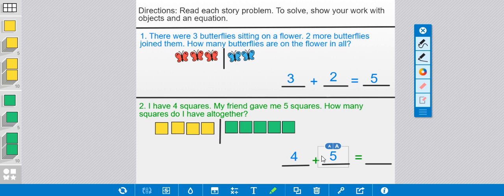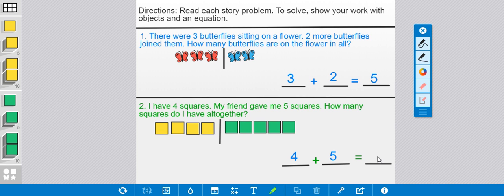So now I have more squares than I started with. So now we need to add them all up. So we have 4 plus 5 equals something. So let's count all of our squares together. You ready? 1, 2, 3, 4, 5, 6, 7, 8, 9. So now I have 9 squares.